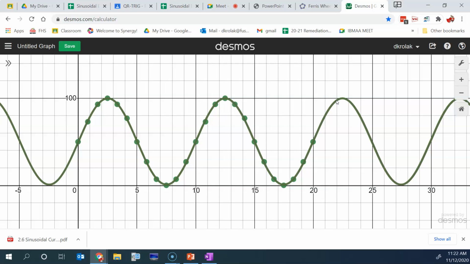How high is the rider at 22 seconds? Here's 22 seconds. I'm going to do something with finding that point. What do we get? I want you to click on it and show me that you can tell me what the height is at 22 seconds. Look at the graph right above 22 seconds.